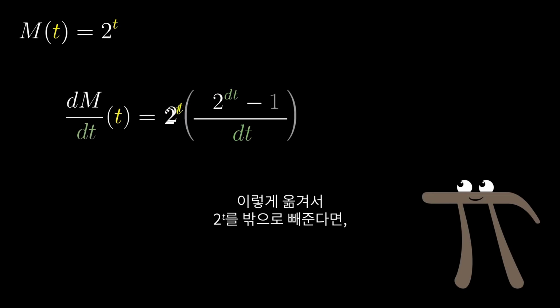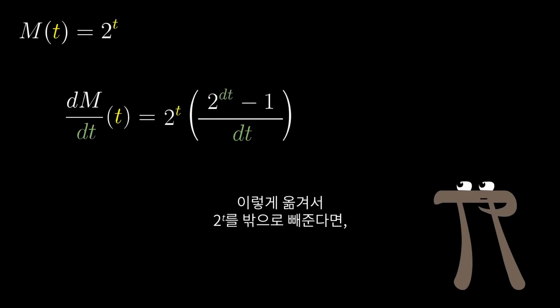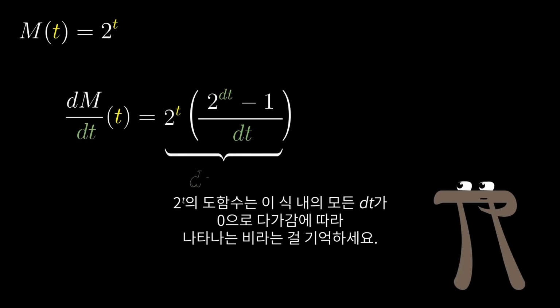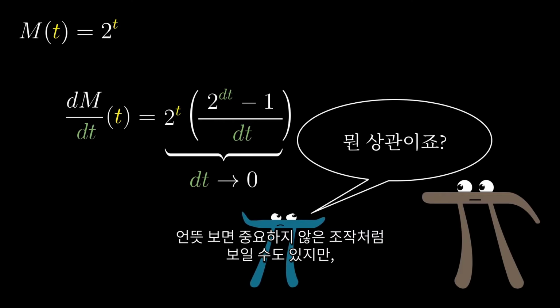After that move, we can factor out the term 2 to the t, which is now just multiplied by 2 to the dt minus 1, all divided by dt. And remember, the derivative of 2 to the t is whatever this whole expression approaches as dt approaches 0. And at first glance, that might seem like an unimportant manipulation.